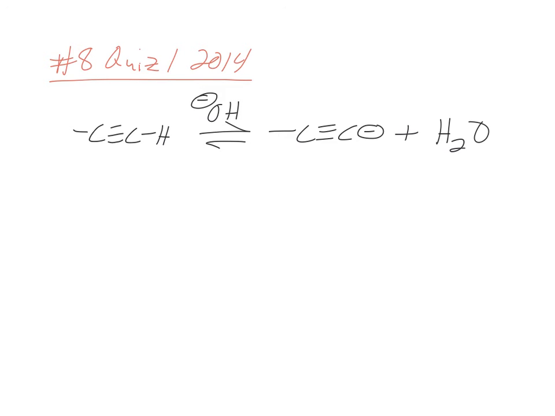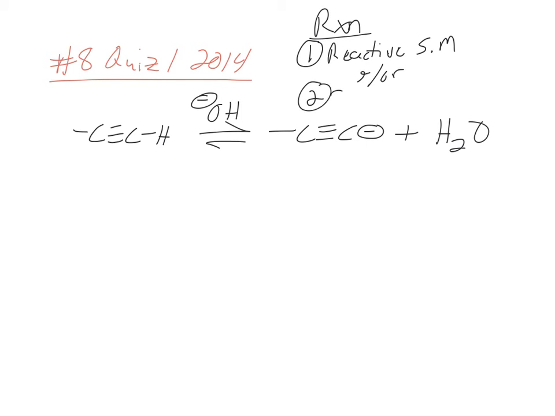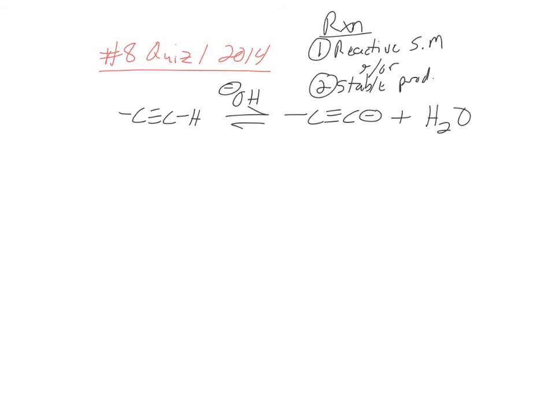So we go back to our rules for reactions. What are our two rules? If a reaction is going to take place, you have one thing or both of these things. What's the first one? You either have reactive starting materials and/or stable products.